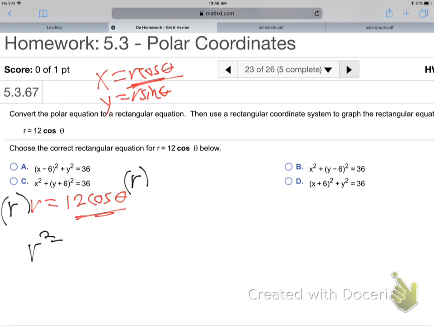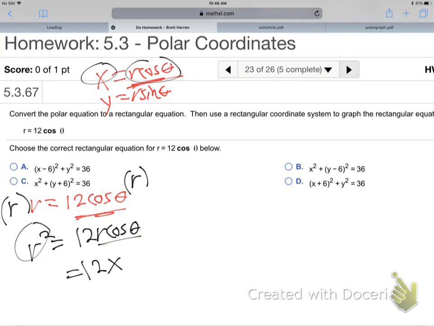So this is r squared, and this is 12r cos theta. You can put that r anywhere. I'll just stick it in the middle there. And now I've got my r cos theta, which I can replace with x. See the trick? So that r cos theta is just x. And what is r squared? Remember what r squared is? X squared plus y squared, huh? So this is x squared plus y squared is 12x. That's the trick, how to change it all into xy.